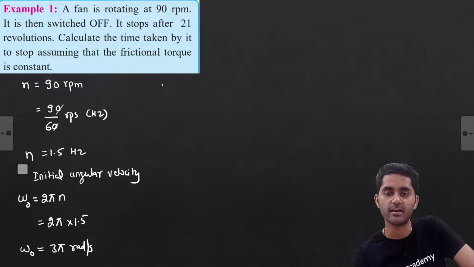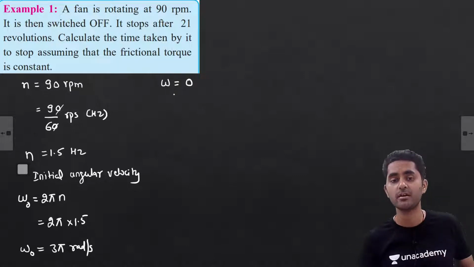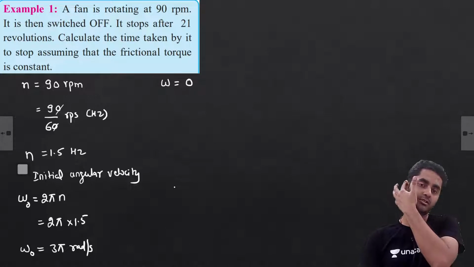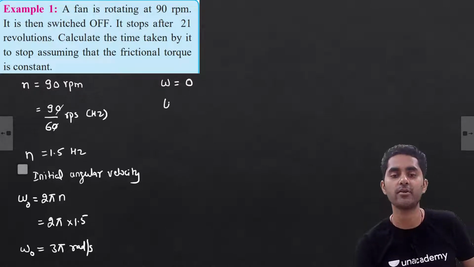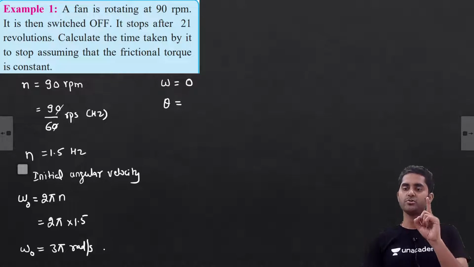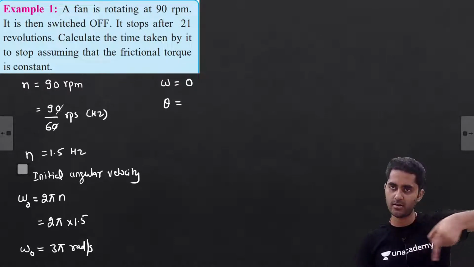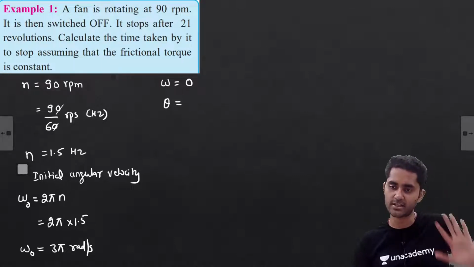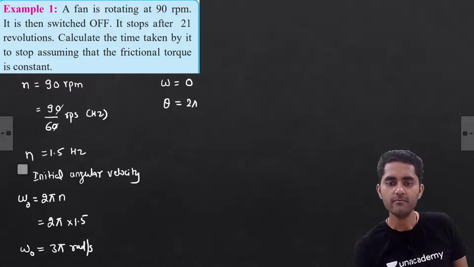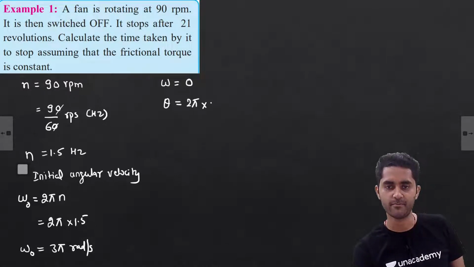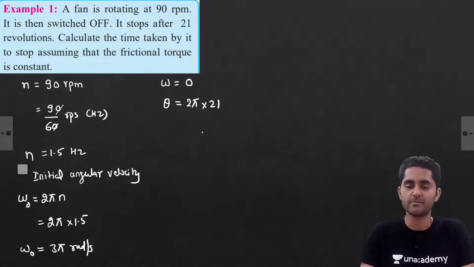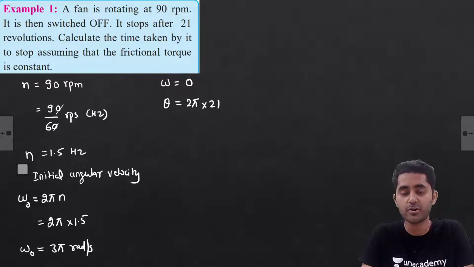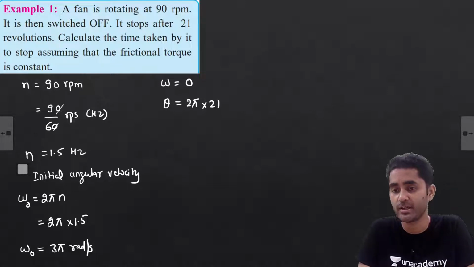Since it stops finally, we have the final angular velocity to be 0. When does it stop? After 21 revolutions. So you have been given the angular displacement theta also. If it completes one revolution, the total angle covered is 360 degrees, that is 2 pi radian. It covers 21 revolutions, so the total angular displacement is 21 into 2 pi.